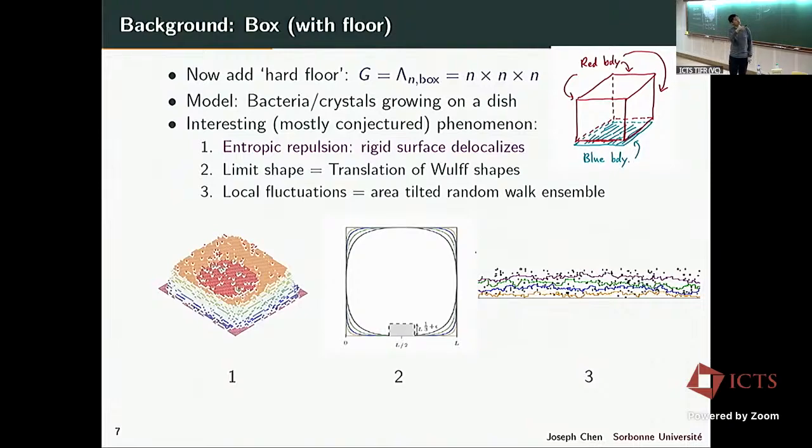And then you can also study the fluctuations, if you're looking top down, of the plateau boundary around this limit shape. And this should be given by an ensemble of area tilted random walks. So can I ask about the large deviation?